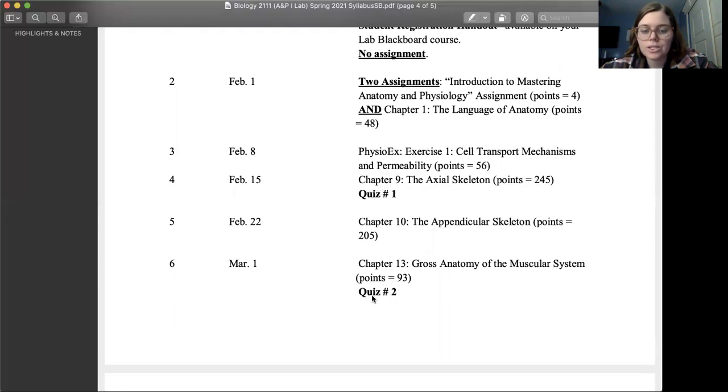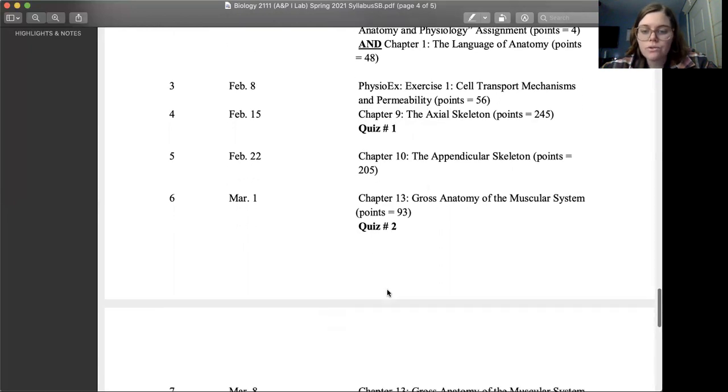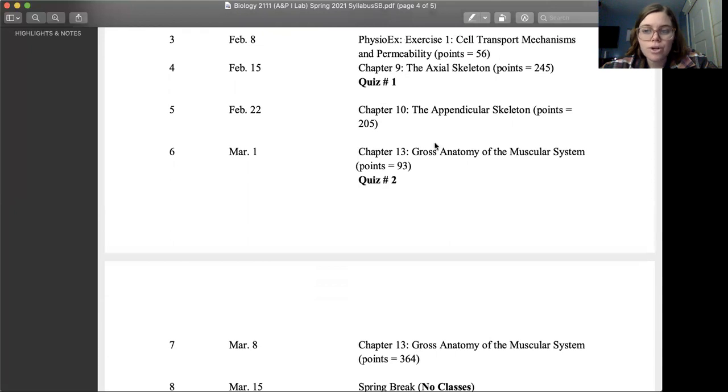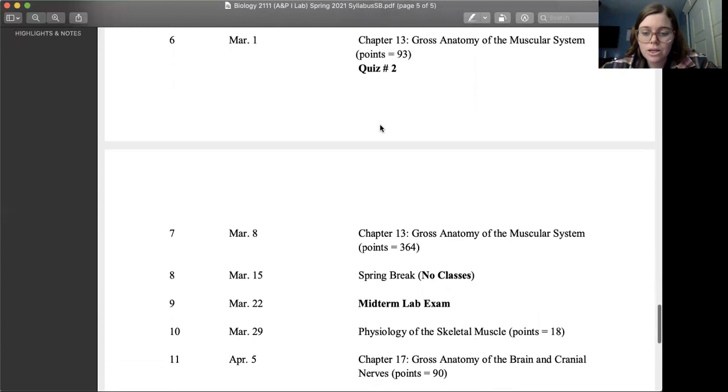So on quiz 2, March 1st, it'll go over the skeleton, right? The appendicular skeleton and the axial skeleton. Those are the 2 chapters that will be under quiz 2, and so forth and so forth. These are just your typical assignments. The ones that are higher up tend to have a lot more questions, so give yourself time to do these assignments.